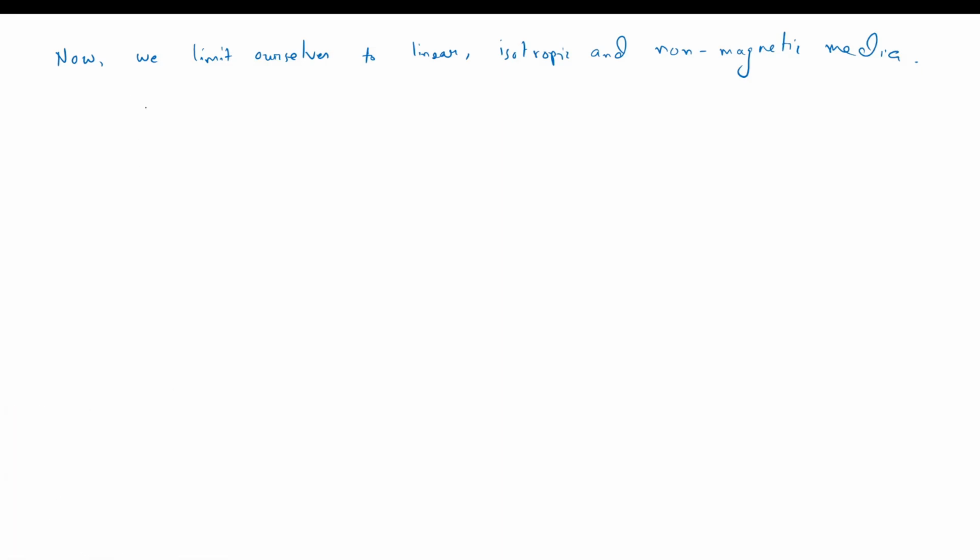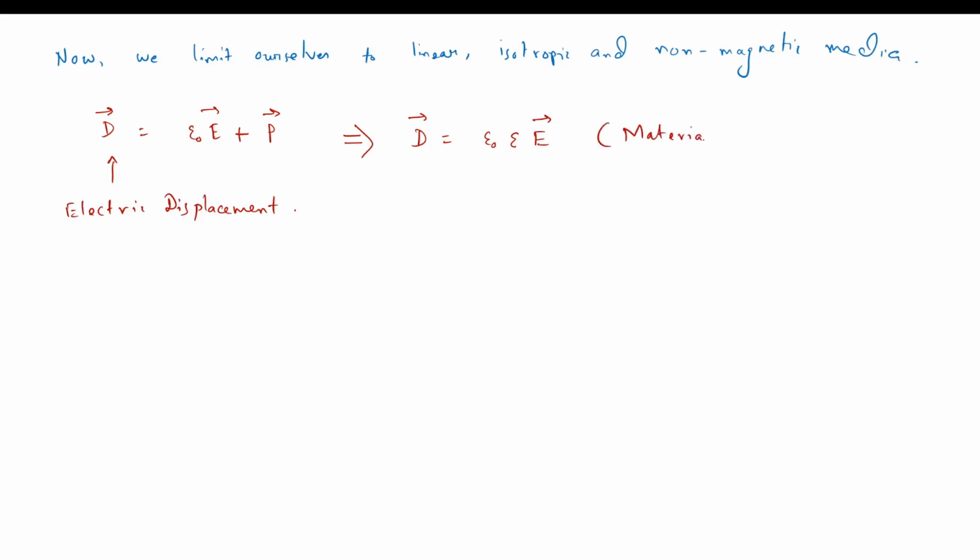What does this mean mathematically? We have seen that this field D, the electric displacement, is a response of the material to the electric field that we are applying. This is the modified field. When we put in some electric field, the material responds by rearranging its molecules, giving some polarization vector, and the field due to that polarization and the electric field together give this displacement vector. So when we say that D is directly proportional to the electric field, then we say that the material is linear. This is how we define a linear material.